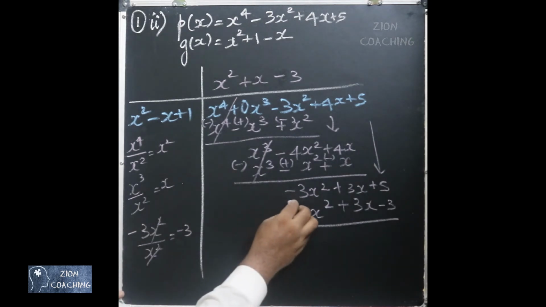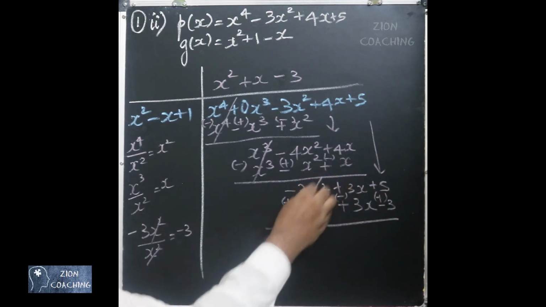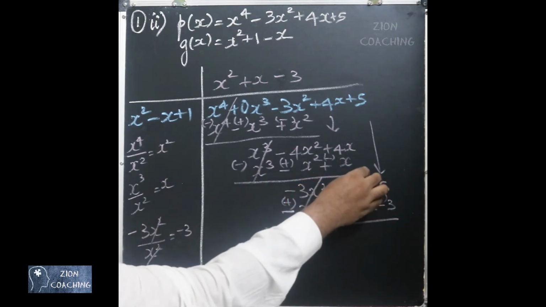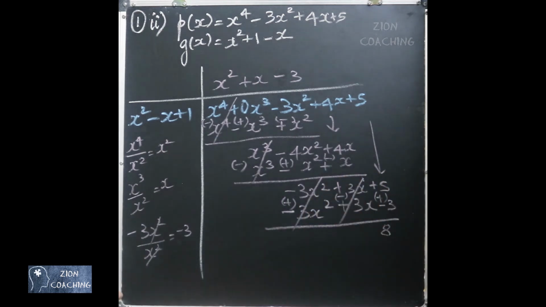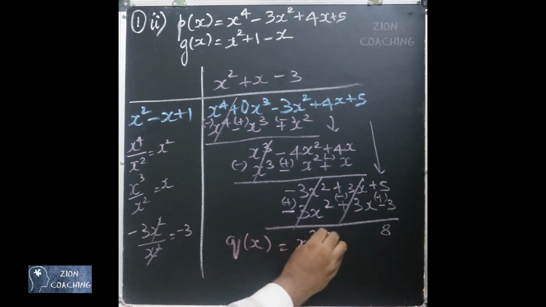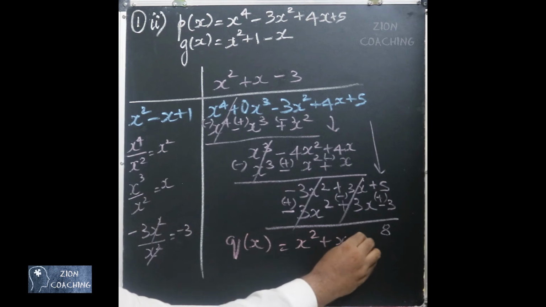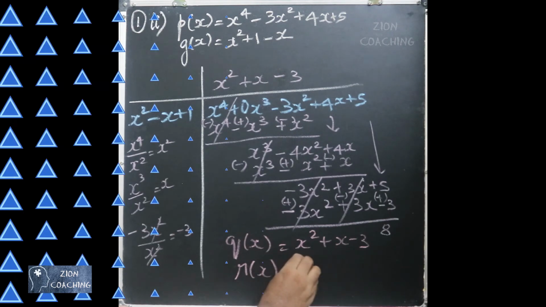So when we are subtracting, we have to change the symbol and then add. Minus 3 plus 3 will get cancelled, 3x minus 3x will get cancelled, 5 plus 3 is 8. Now we have found the quotient and remainder. The quotient q of x is equal to x squared plus x minus 3. The remainder r of x is equal to 8.